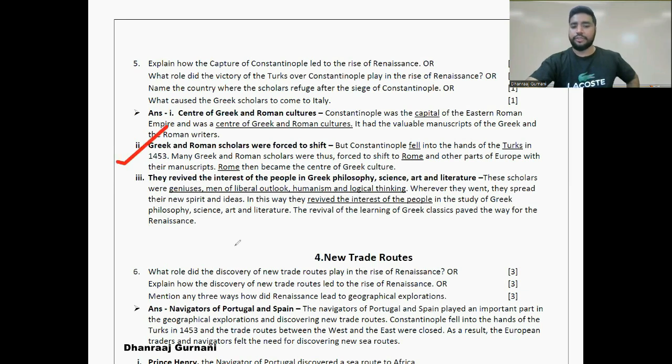Point number 2, Greek and Roman scholars were forced to shift. After Constantinople fell into the hands of the Turks in 1453, many Greek and Roman scholars were forced to shift to Rome. They had to leave Constantinople and move to Rome and other parts of Europe with their manuscripts. Hence, Rome became the center of Greek culture once Constantinople, the capital of the Eastern Roman Empire, fell into the hands of the Turks.